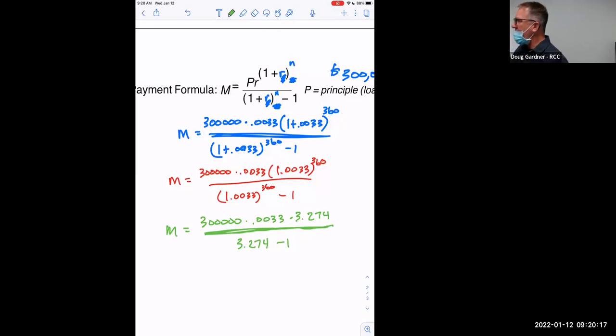Notice on the top, it's all multiplication, so I can just multiply all that together. And then on the bottom, I can subtract, and then I'll finally have a division. So on the top, I'm typing 300,000 times 0.0033 times 3.274. On the top, I got 3241.26. On the bottom, I can do that in my head. 3.27 minus 1 would be 2.27, wouldn't it?